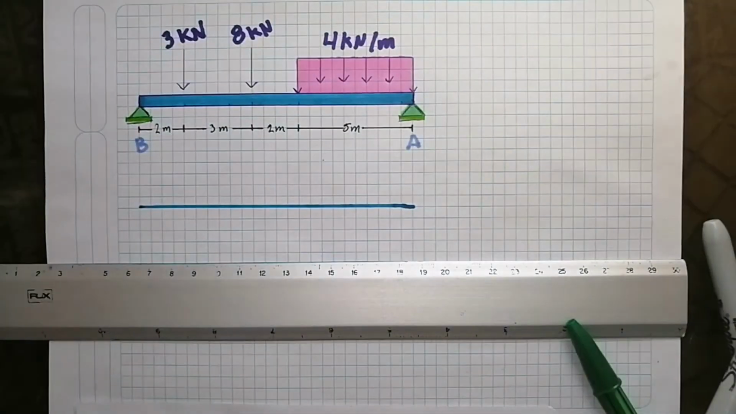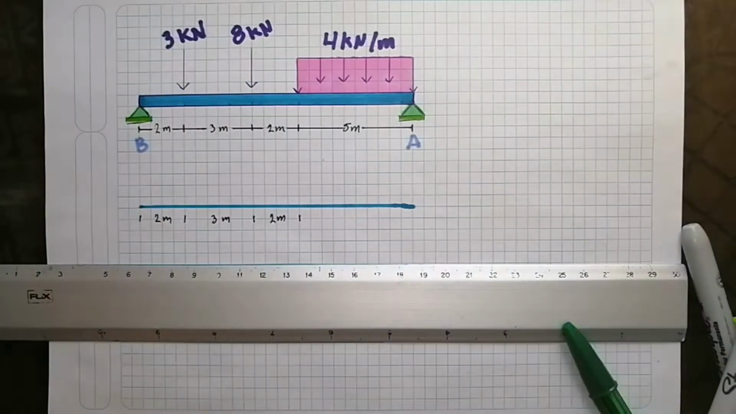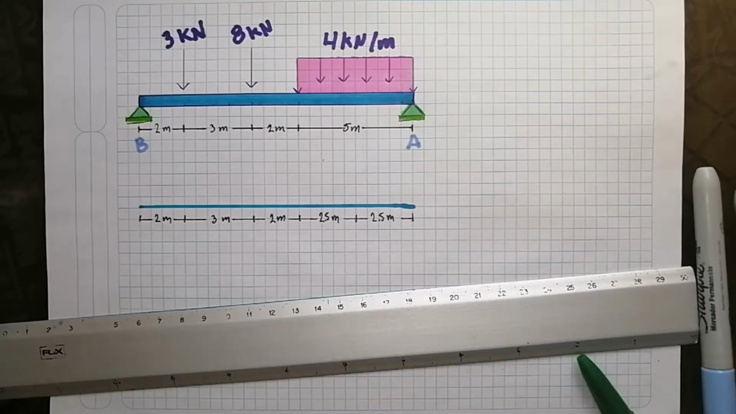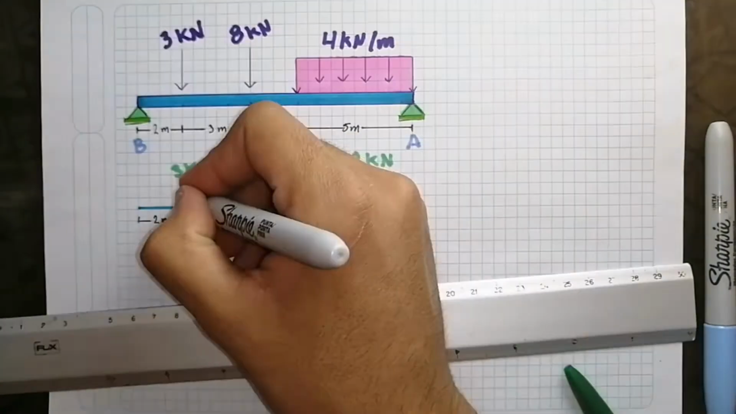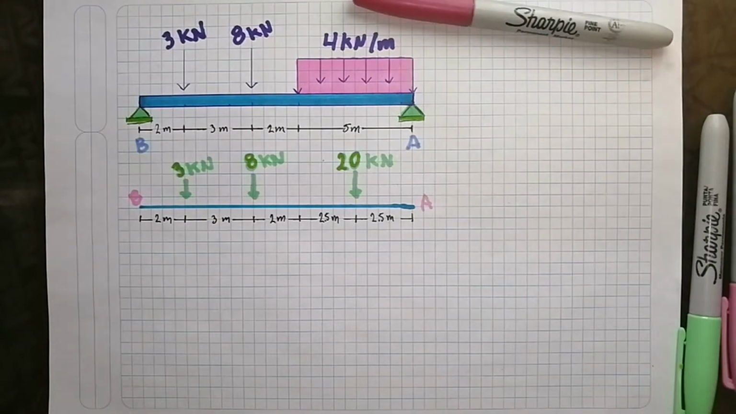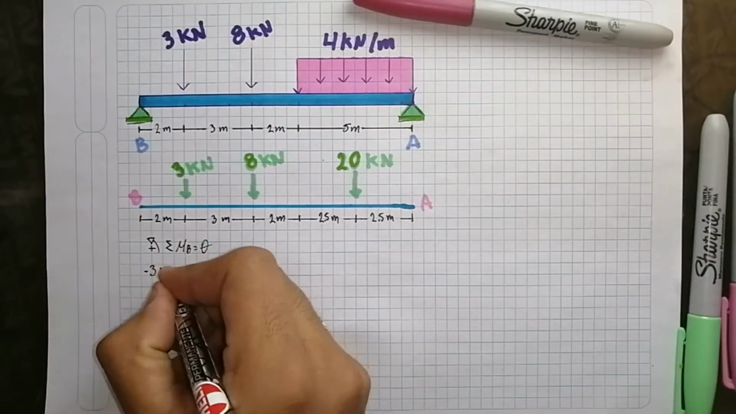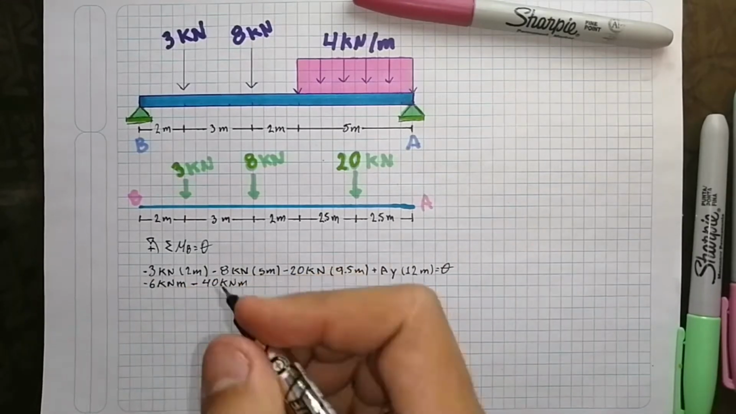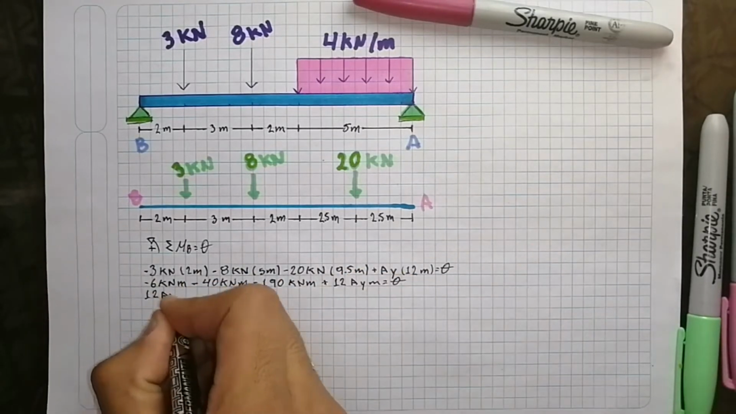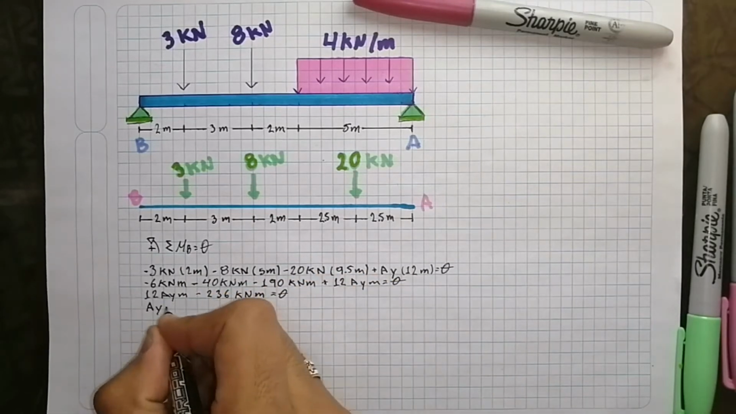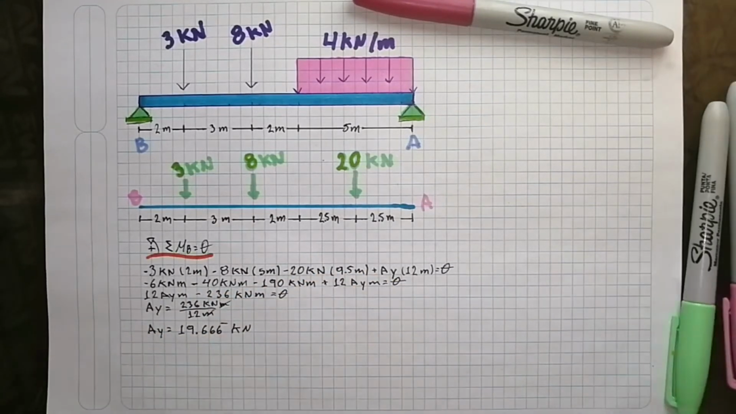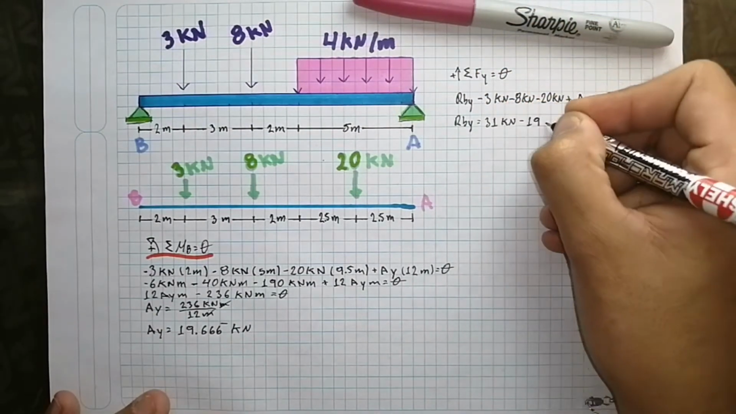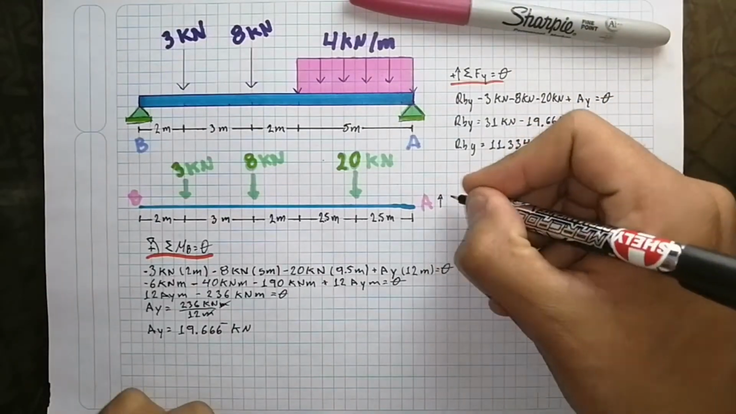So, to have the shear force and bending moment diagrams, we need to calculate the reactions at the supports. As you can see, we use the formulas to find the reactions, and we find that A is equal to 19.6 kilonewtons and B is equal to 11.3 kilonewtons. That B comes from taking the sum of forces in the y direction, and A is the sum of force multiplied by the distance.